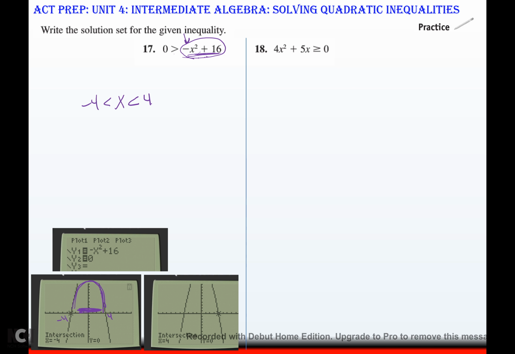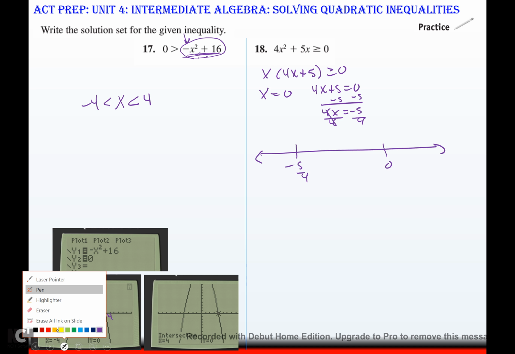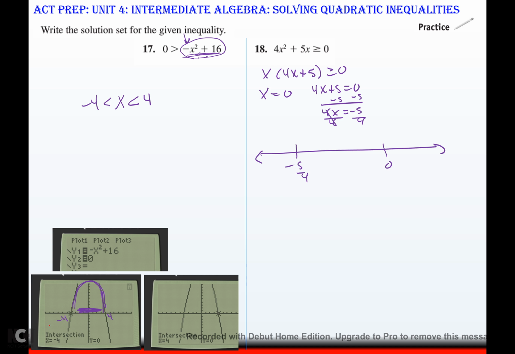Alright, 18. I can GCF an x out, which would leave 4x plus 5 greater than or equal to 0. So I got x equals 0, and I got 4x plus 5 equals 0, minus 5, 4x equals negative 5, divide by 4, and I get 0 and negative 5/4. So there's negative 5/4, there's 0. I'm going to pick one section to test and then alternate because I'm running out of time.